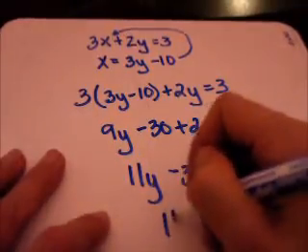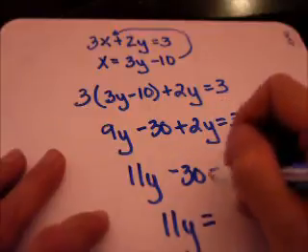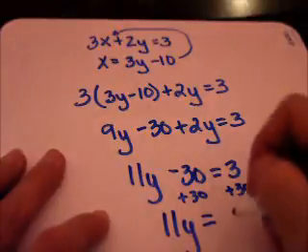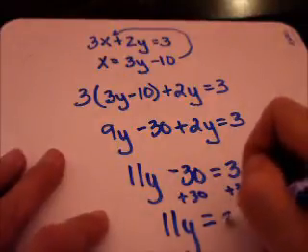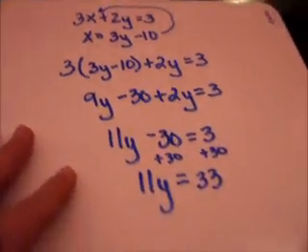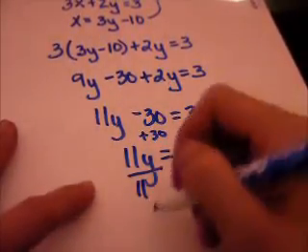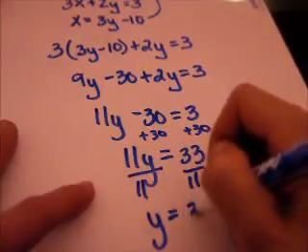Okay, so 11y equals 33. Oh, I forgot to add that for you. You'll get better at just doing them without having to show it all, but for now I want to show it. Okay, so divide both sides by 11, and y equals 3.